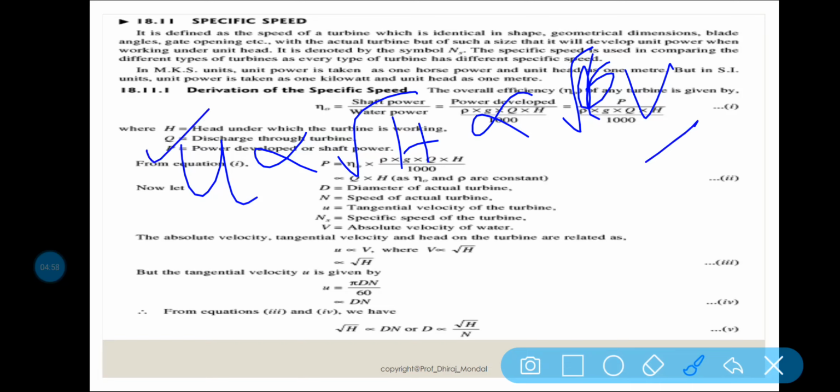Clear? Now U is equal to pi D N by 60, as we already know.